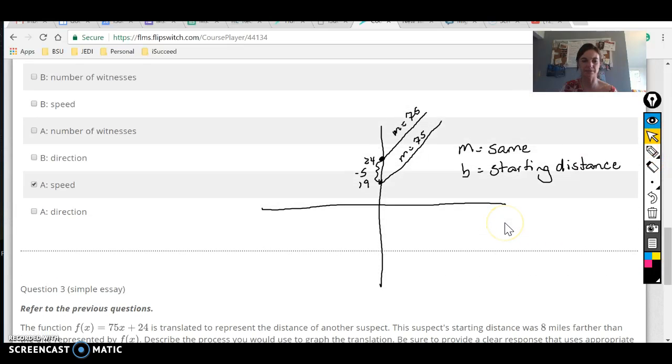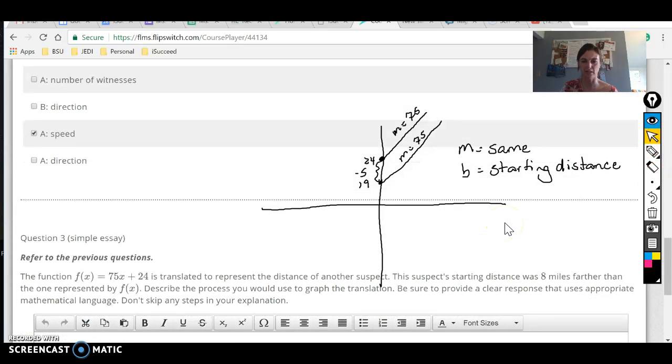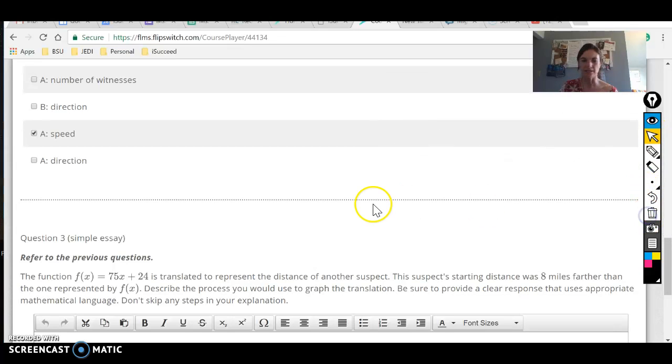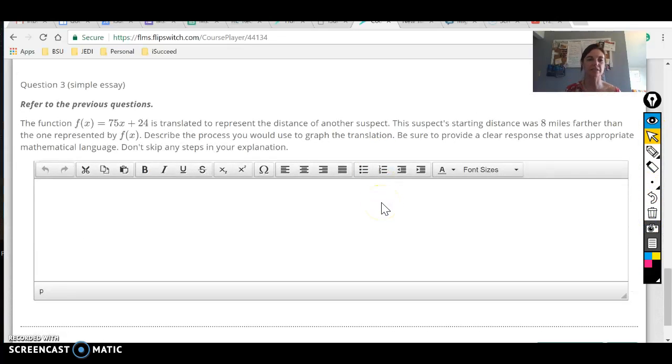And last but not least, let's go ahead and erase this. The function 75x plus 24 is translated to represent the distance of another suspect. The suspect's starting distance was 8 miles further than the one represented by f of x. Describe the process you would use to graph the translation. Be sure to provide a clear response that uses appropriate mathematical language.